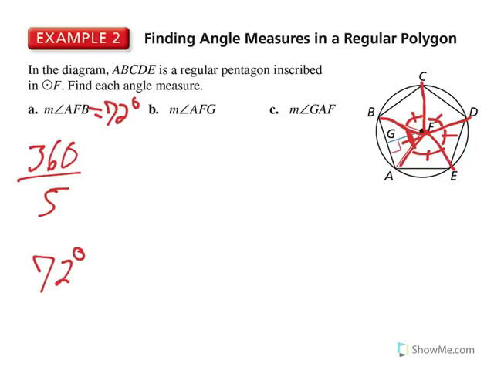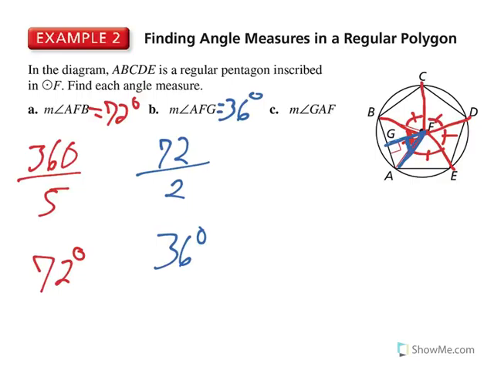The next one asks for AFG. AFG is the smaller portion here, because it's going to go along the radius and the apothem. When we have that apothem there, it cuts that angle, that triangle, in half. And so it would just be half of AFB. So if I want to find this one, I would just do 72 divided by 2, in which I would get 36 degrees.